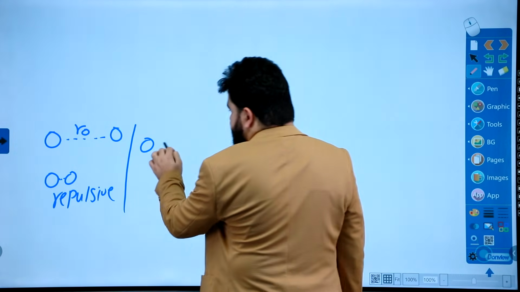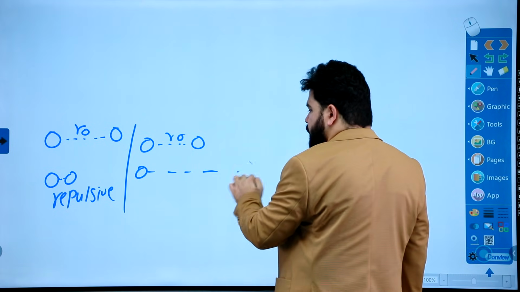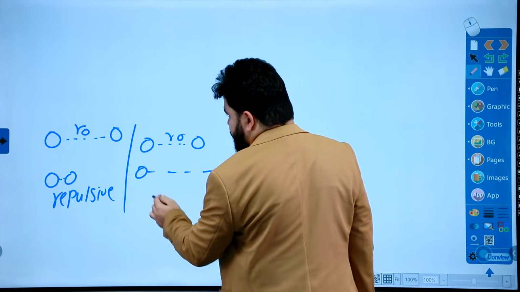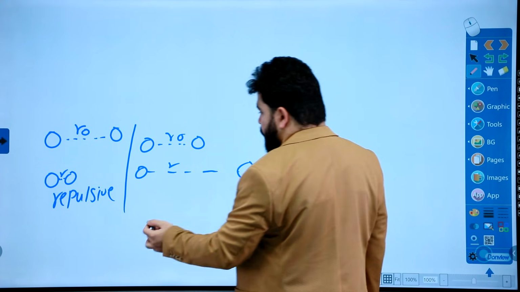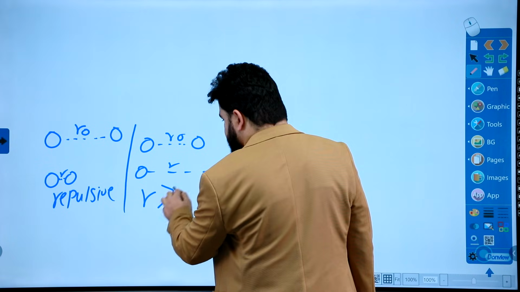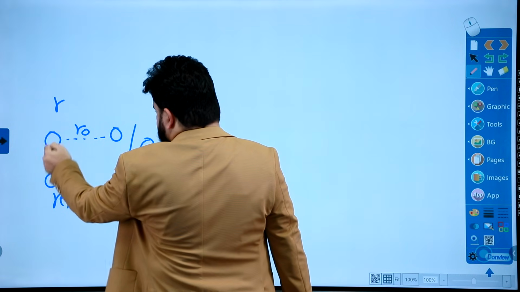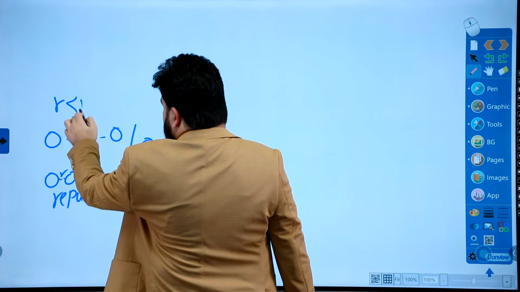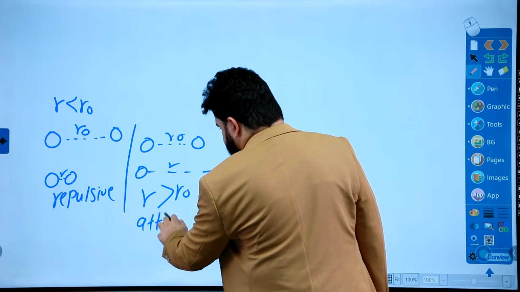What if you have two atoms this time? This is the equilibrium distance between them, but this time they are far away from each other. So they have crossed the equilibrium distance. So this is the new distance. Okay? So R is greater than R naught. Here, guys, R is smaller than R naught. So this is going to be what? This is going to be attractive.